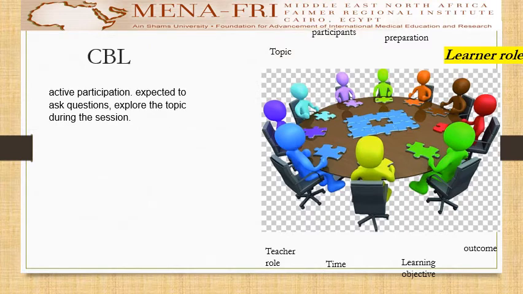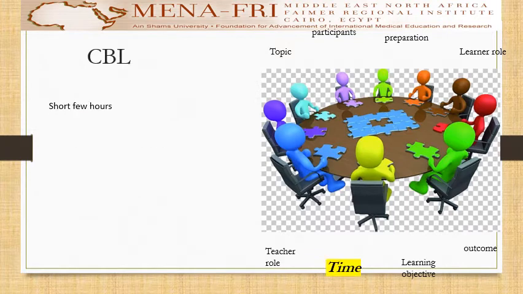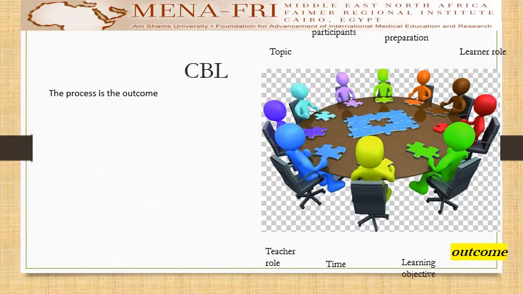The students' role is active. They are expected to ask questions and to explore the topic. As regards tutors, they also have an active role. They should direct learners to reach the intended objective of the session. Usually, the time taken for such a session is short, from 1 to 2 hours. The learning objective of the session is clearly stated in the session plan before the beginning. Finally, the process itself is considered the outcome.